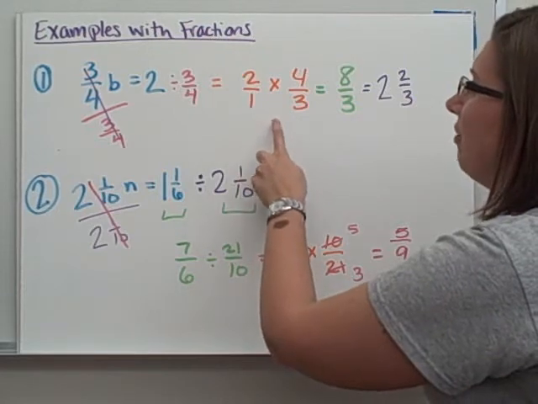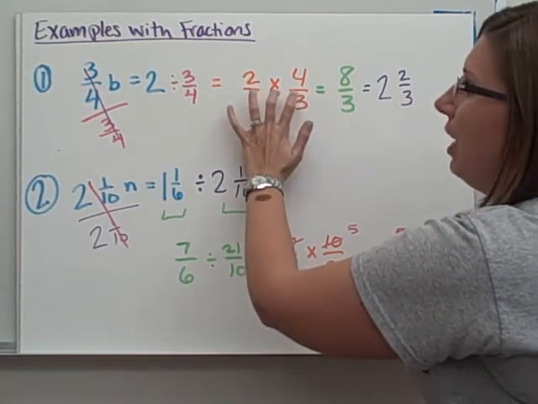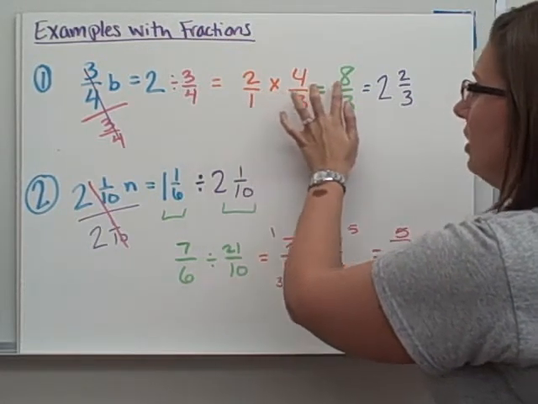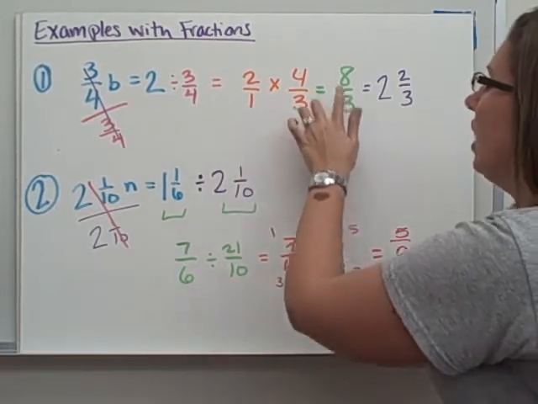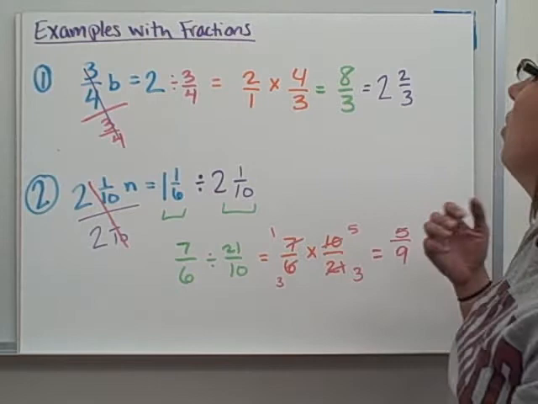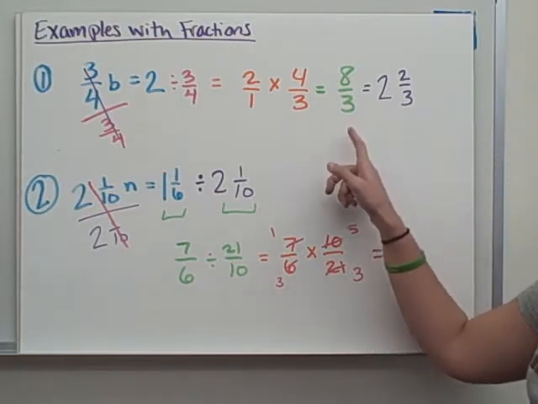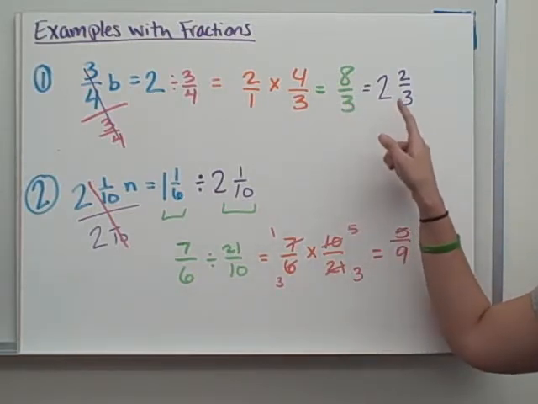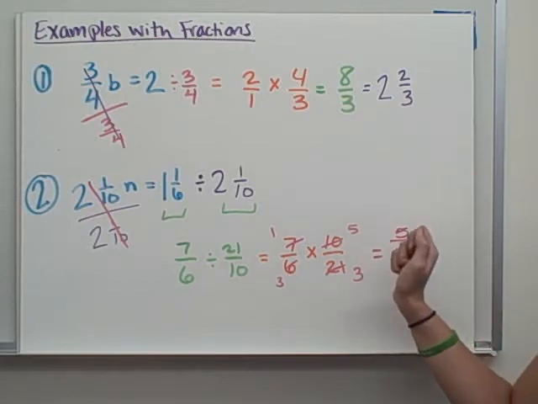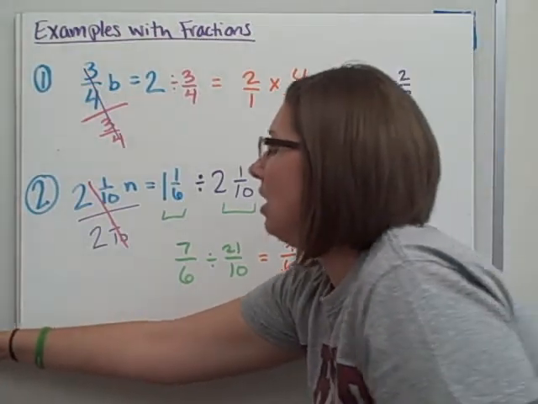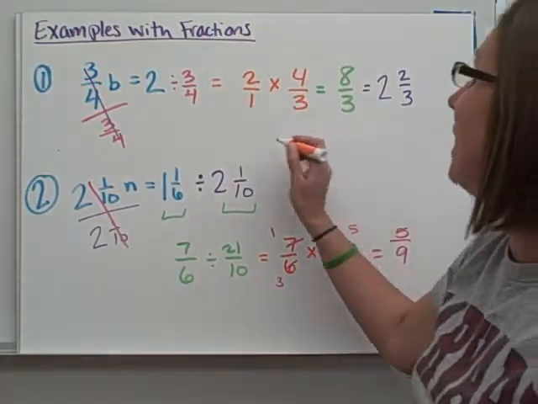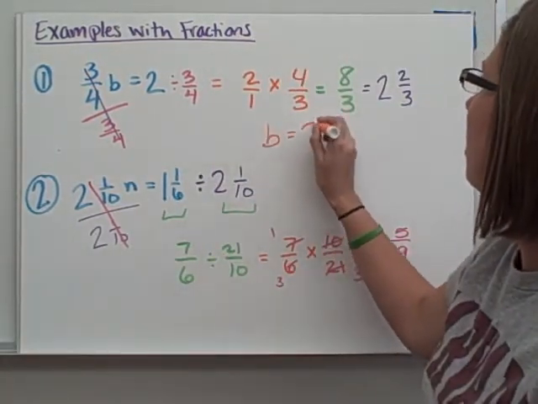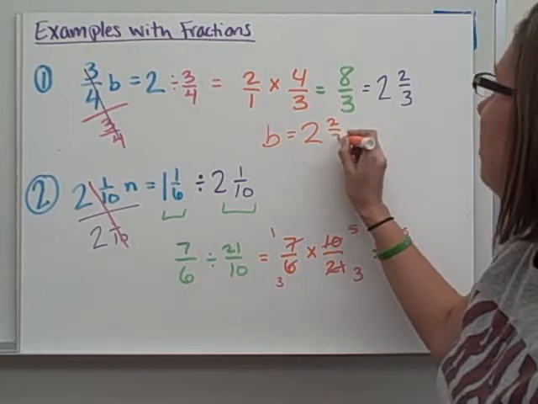So when I multiply fractions, I multiply the numerators. 2 times 4 is 8. And then I multiply the denominators. 1 times 3 is 3. And then I reduce or simplify. 8/3 becomes 2 2/3. So my b, if I can get a marker here, b equals 2 2/3.